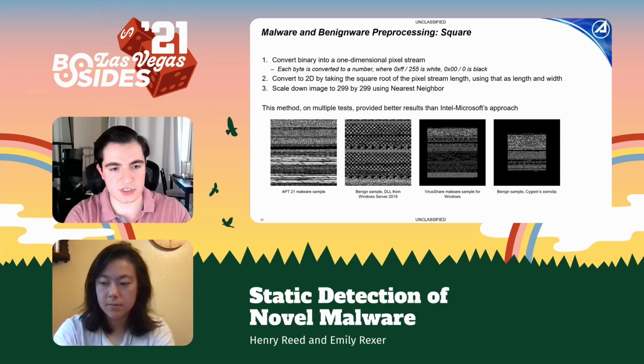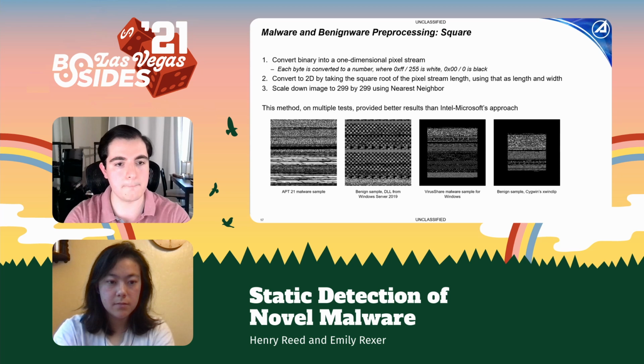So on the left, you see two images with no black border around them. Those are images that were larger than 299 by 299 and had to be scaled down. The two images on the right are images that were smaller than 299 by 299. In those cases, we simply filled the background with black.